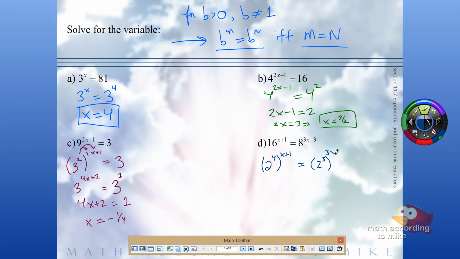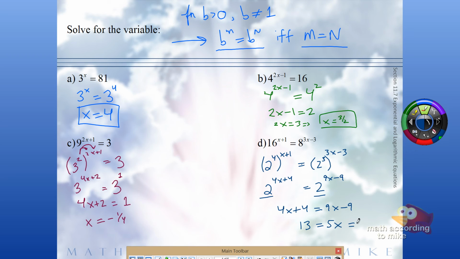Again, just like the previous problem, we have parentheses because we have a power to a power. When you have a power to a power, again, you multiply the powers. So the left-hand side is really 2 to the 4x plus 4, and the right-hand side is really 2 to the 9x minus 9. Since the bases are the same, we now set the exponents equal: 4x plus 4 equals 9x minus 9. Bringing the 4x to the right and the 9 to the left, we get 13 equals 5x, or x is 13/5.